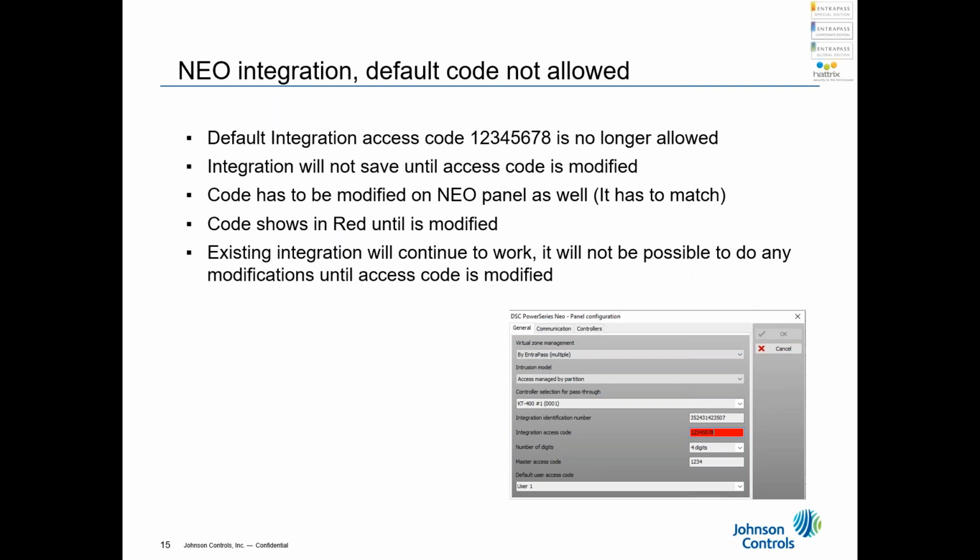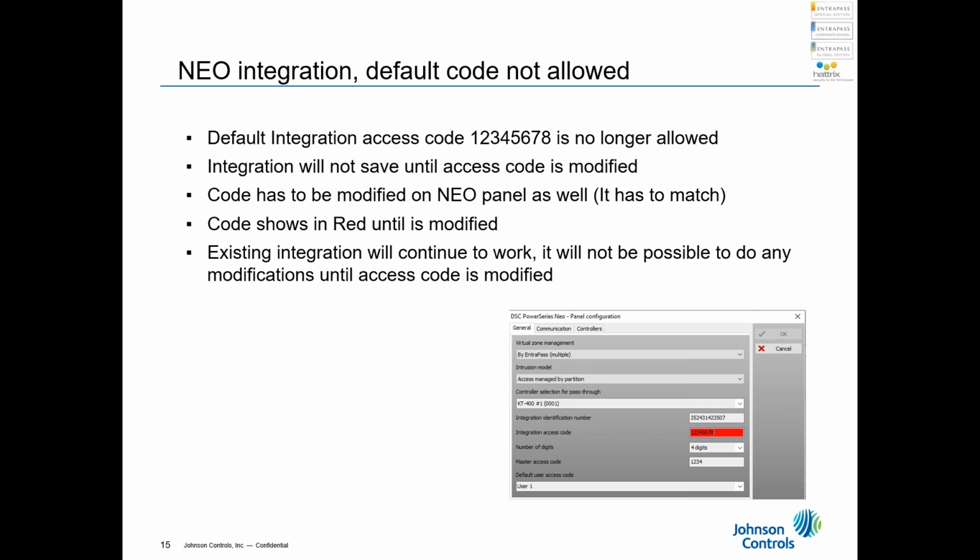Also, with EntraPass 8.20, we have to do some cybersecurity changes, because the integration access code for the DSC, which is 1, 2, 3, 4, 5, 6, 7, 8, can no longer be left as the default. This was a requirement that you cannot have default user codes in the software. So we changed that default user code in EntraPass, and that can be used afterwards to communicate.